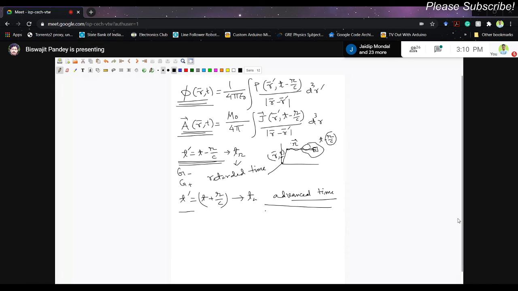In our case, it is minus of 1 by 4 pi mod of r minus r prime multiplied by a delta function. If you remember, what about g? G was minus of 1 by 4 pi r and then a delta function, t prime minus t minus r by c. So it is telling you that there is a source of electromagnetic disturbance at location r for a particular instant, that is t minus r by c.